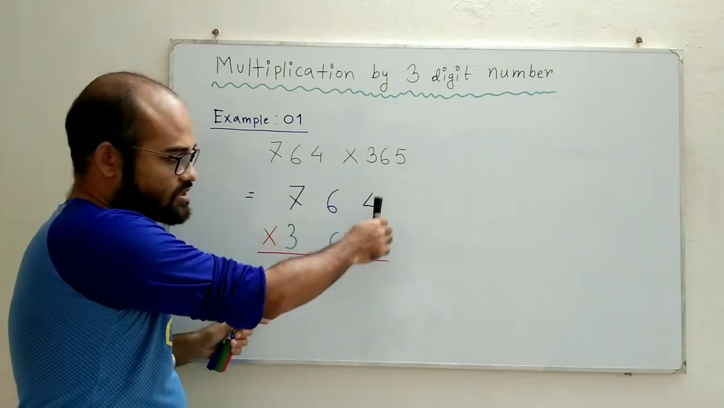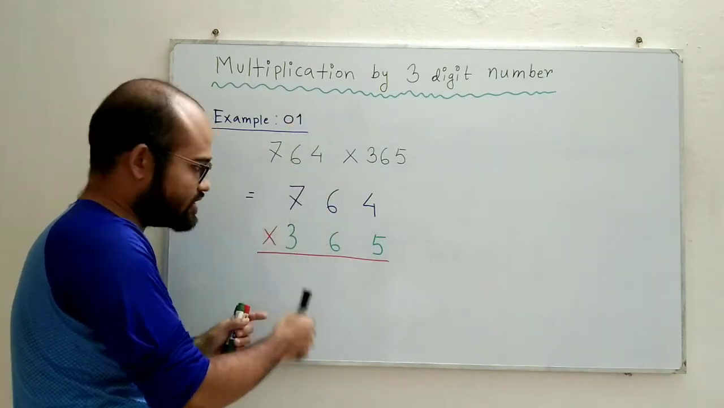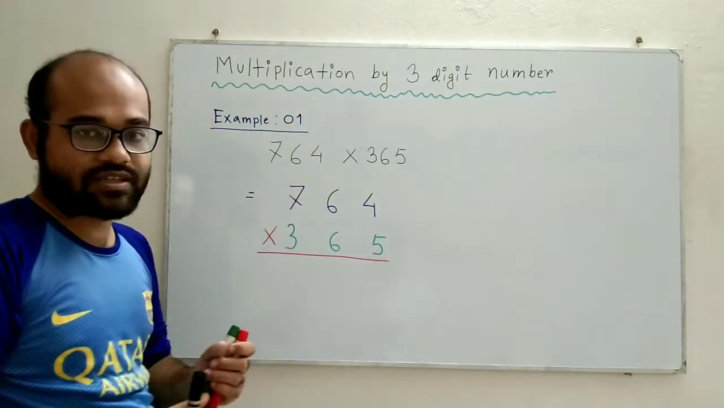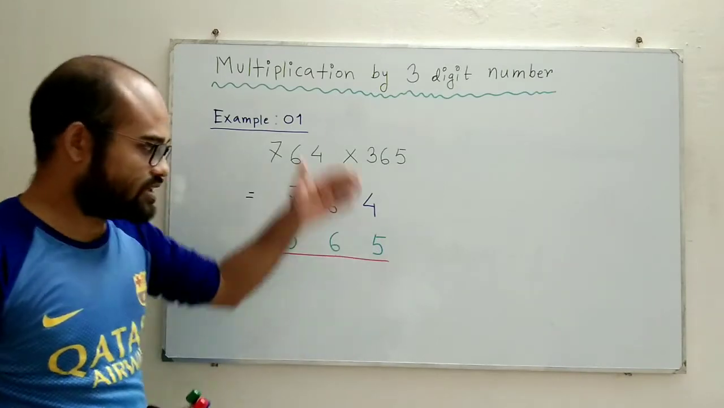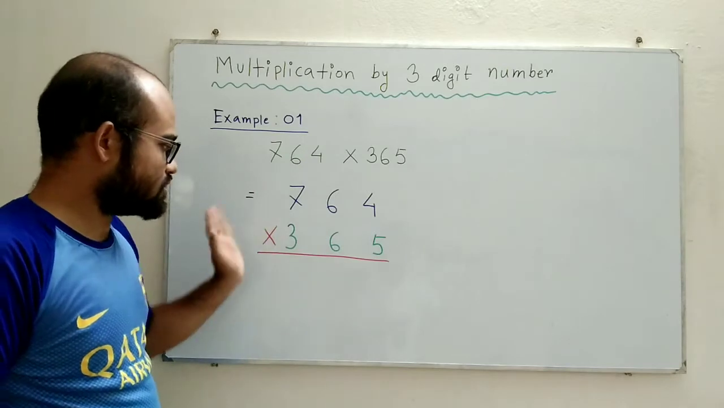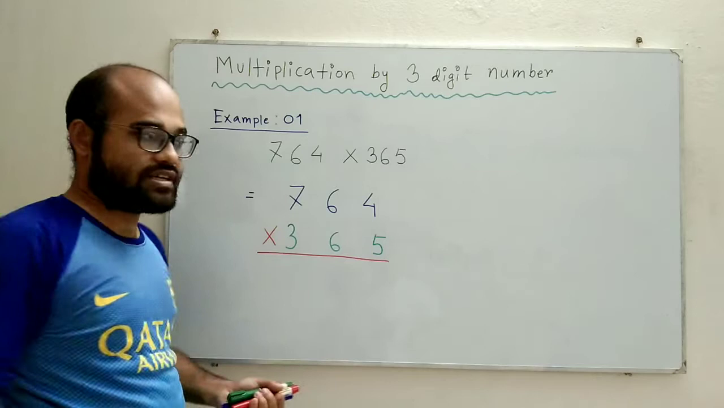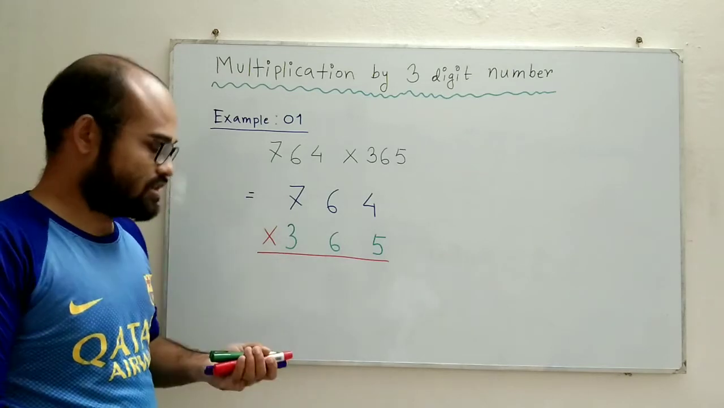As you can see here, 4 and 5 are in the same vertical line. 6 and 6 are along the same vertical line. 7 and 3 are along the same vertical line. So after having arranged the two numbers in this vertical fashion, we will put the multiplication sign and a horizontal straight line to begin our calculation.